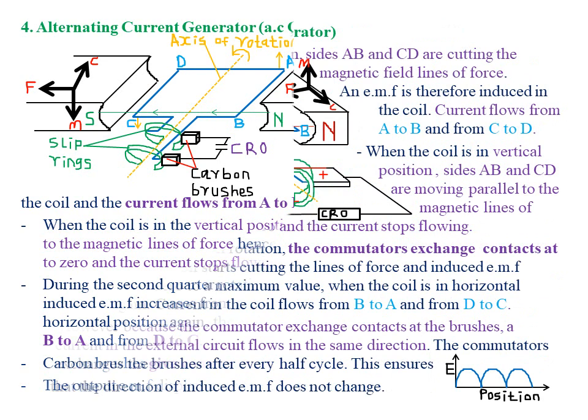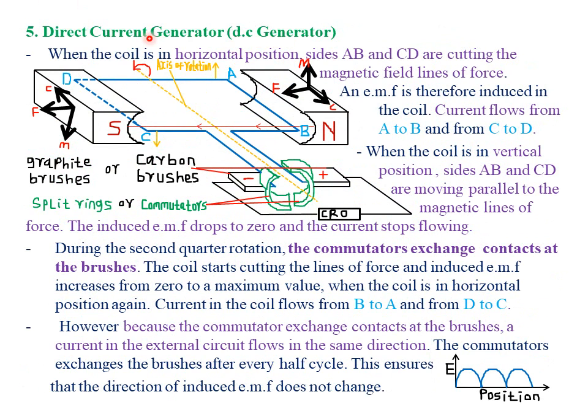Next. The fifth application of electromagnetic induction is in direct current generators, which are abbreviated as DC generators. Remember, the only structural difference between AC generators and DC generators is that AC generators had what we call slip rings, but DC generators have what we call split rings, which are also called commutators. So just like the AC generators, the DC generators also have carbon brushes, which sometimes we can also call graphite brushes because they function in the same way.